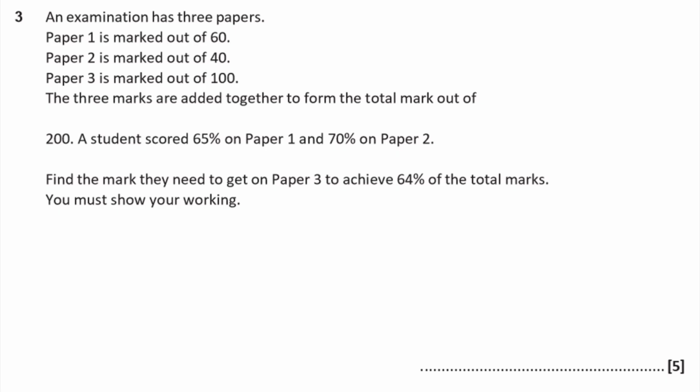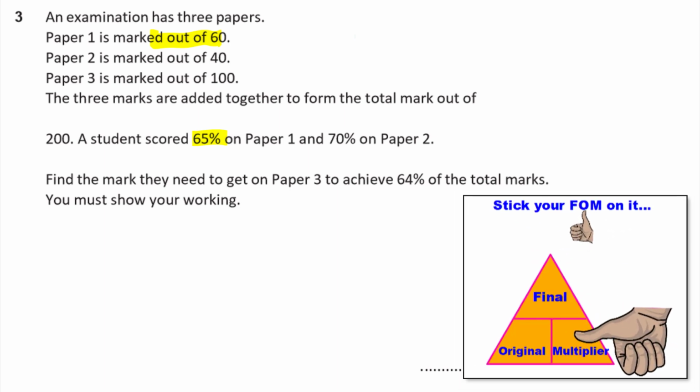Well, we need to work out what all these percentages we've got first, to work out how many marks we got first on paper 1 and 2, then we can work out how many marks we need on paper 3 then, don't we? Okay, so paper 1 is marked out of 60 and the student scored 65% of that. So what we need to do is work out 65% of 60.